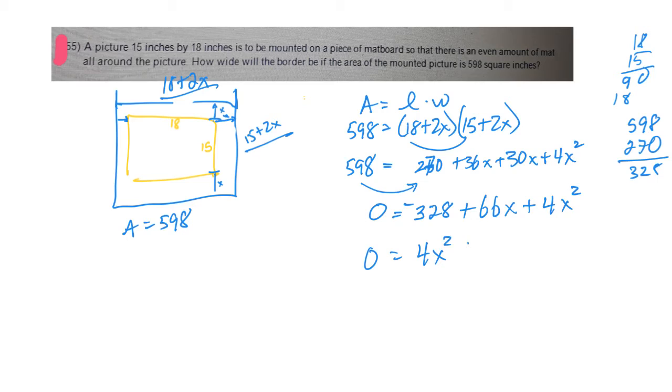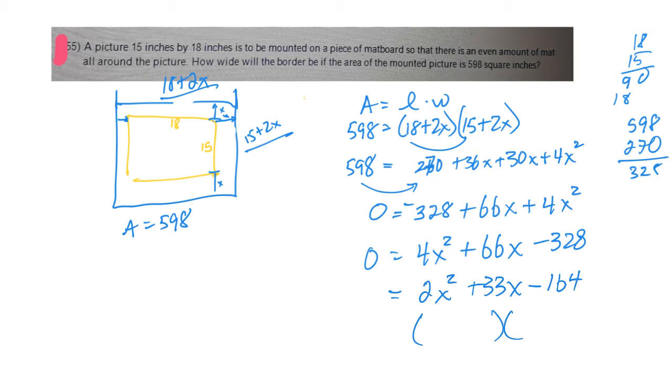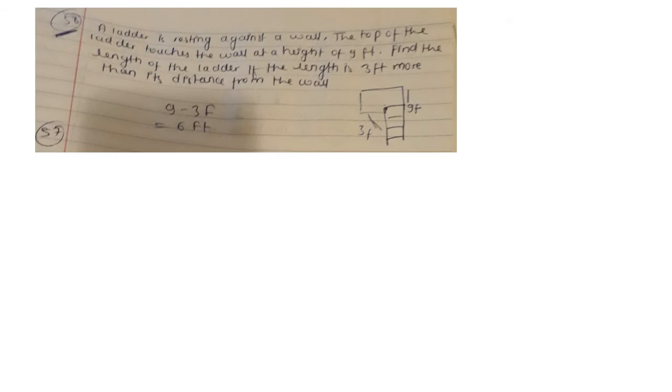4x squared plus 66x minus 328. Maybe divide everybody by 2. So I'd get 2x squared plus 33x minus 164. And then I'd try and factor that. And if I couldn't factor it, this would be 2x and x. If I couldn't factor it, then I'd use the quadratic formula. I'll leave you to finish that.